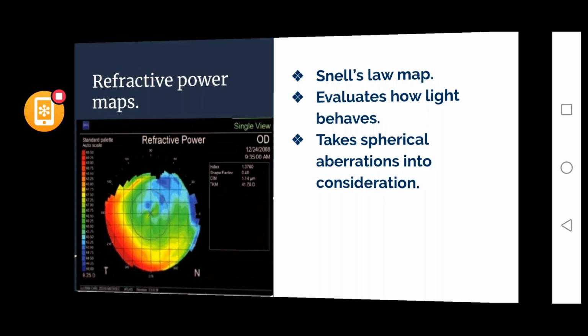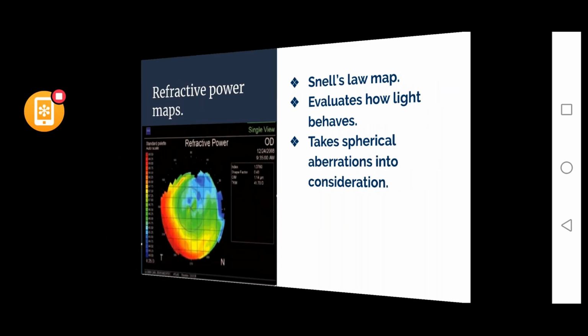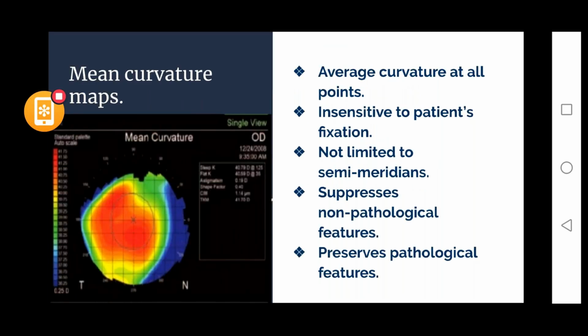Next is the mean curvature map. Again, this does not need to be confused with axial and tangential, because in axial and tangential also curvature is measured, and in the mean curvature map also curvature is measured. So now what is the difference between the two?